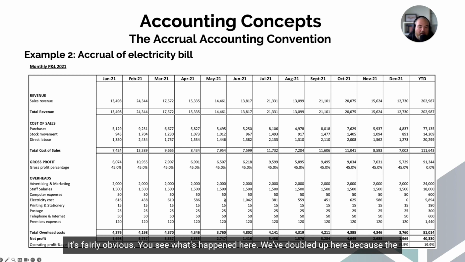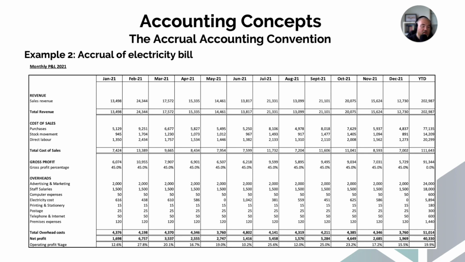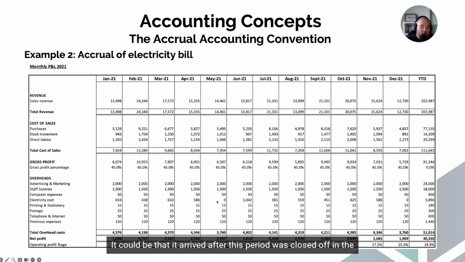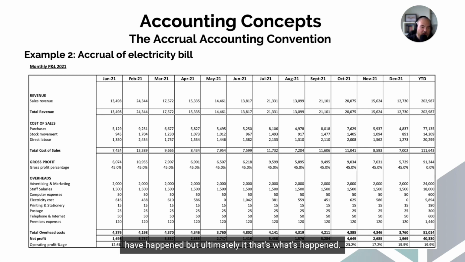We've doubled up here because the bill came in late. So basically, the electricity bill for May came in June and was posted into June's accounts. So that could have been a mistake. It could have been somebody typed the wrong date when they were putting it in. It could be that it arrived after this period was closed off in the accounting period and the accounting system. There's a couple of reasons why that could have happened, but ultimately, that's what's happened.